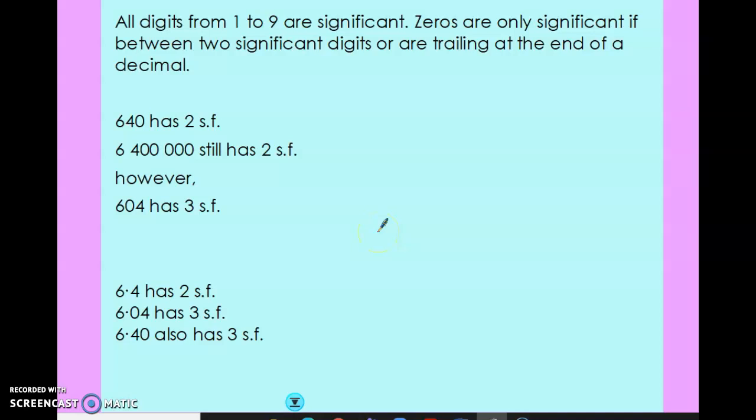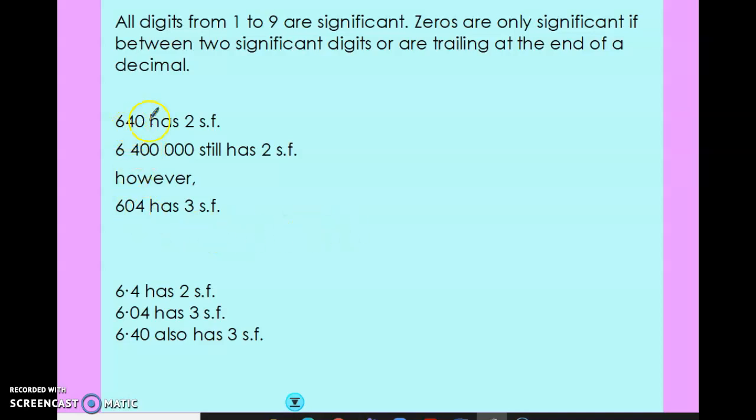Okay, so any number that you count with, 1, 2, 3, 4, 5, 6, 7, 8, 9, are significant. Zeros are the only number that can be either significant or not significant. Zeros are significant if they're between two other significant digits or if they're trailing at the end of a decimal. Zeros can also be counted as significant if you have already rounded and you need a zero in to find your decimal place, because then it gives you an accuracy. So that also means that they are significant.